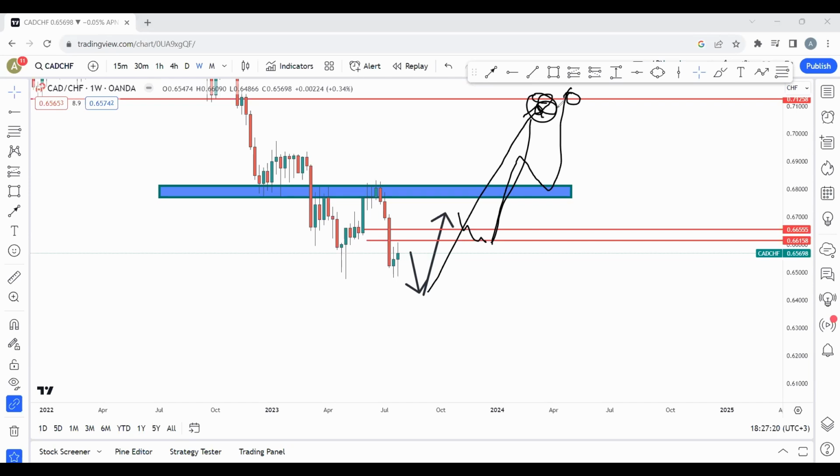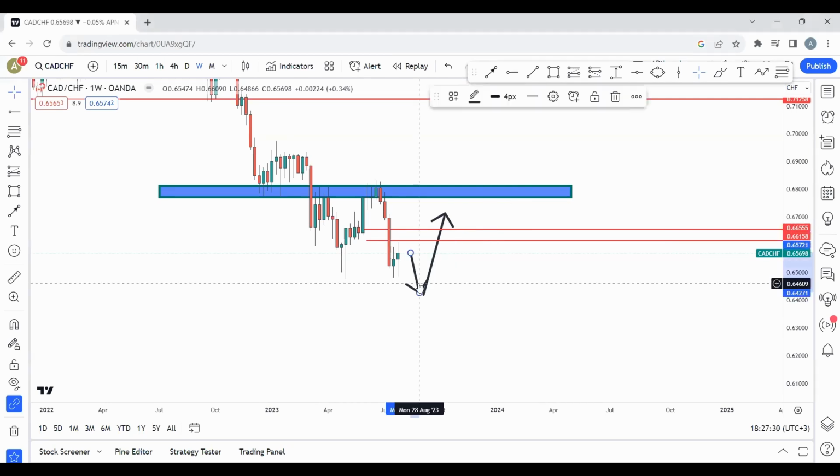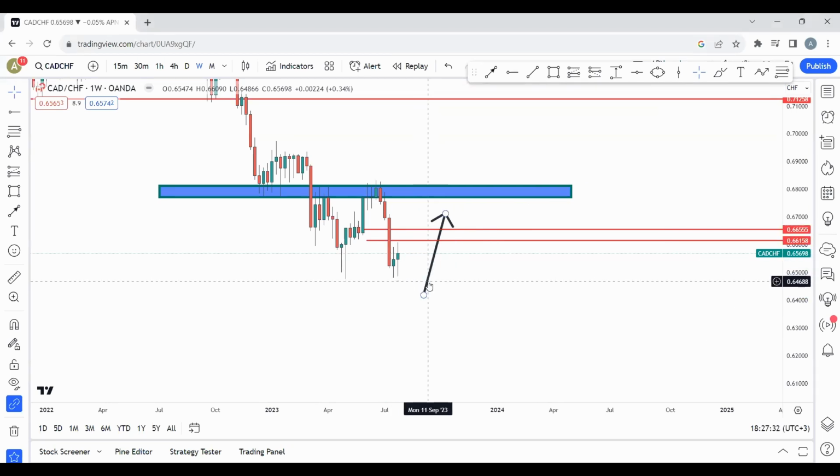Then overall, position traders or swing traders, those who want to hold for very long, you can look for sells at this area here, then we can push down. Now, what if we go down to the daily time frame? What do we observe in the daily time frame? Let's just shoot down to the daily time frame.